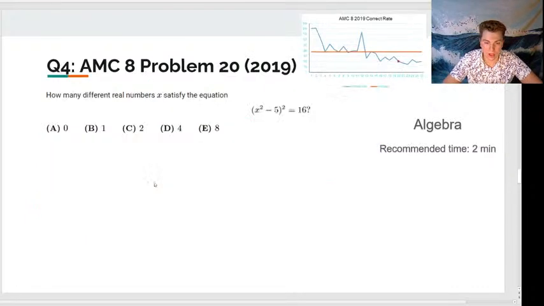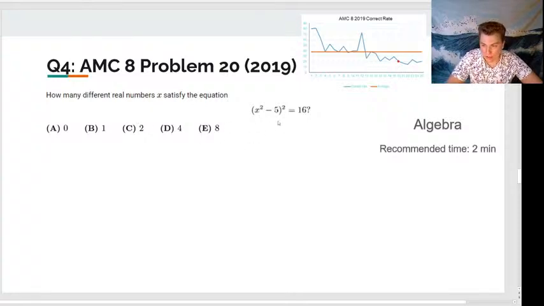Awesome. So moving right along, we now have question 20 from the 2019 exam. And again, this one is significantly below the average because it's in that last 10. And again, it's an algebra question, which again is the most popular year to year. And the time we recommend to spend on this question is just 2 minutes. Okay, so the question asks how many different real numbers, x, satisfy this equation. Just a quick tip here, real numbers would be any number on a number line, negative and positive numbers.